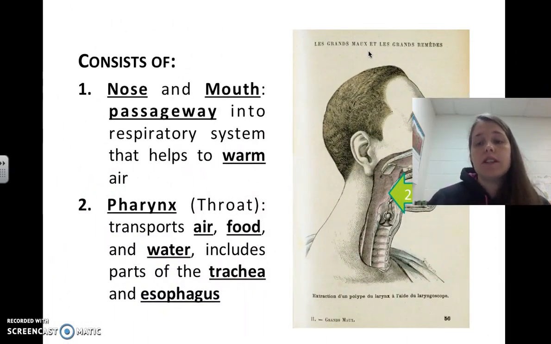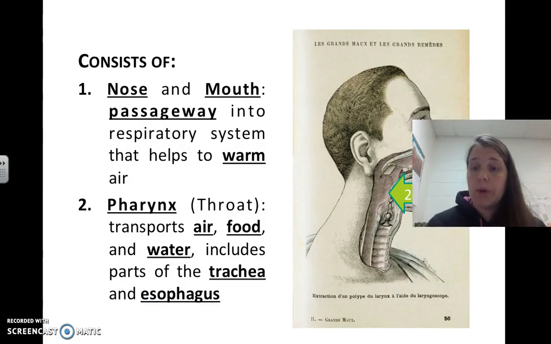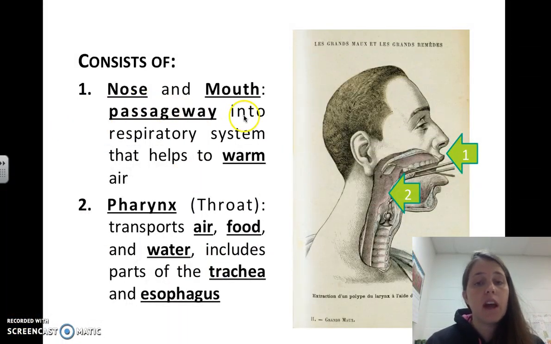So, your respiratory system consists of your nose and mouth. This is the passageway into the respiratory system. It also is nice and long so that it can help to warm the air. Okay, warm air is going to help your blood flow better and just help you better function and exchange gases in general. Then you have the pharynx, or the throat, and this transports air, food, and water.